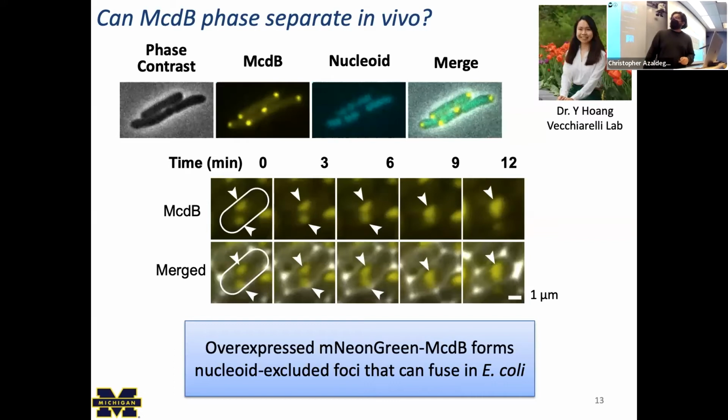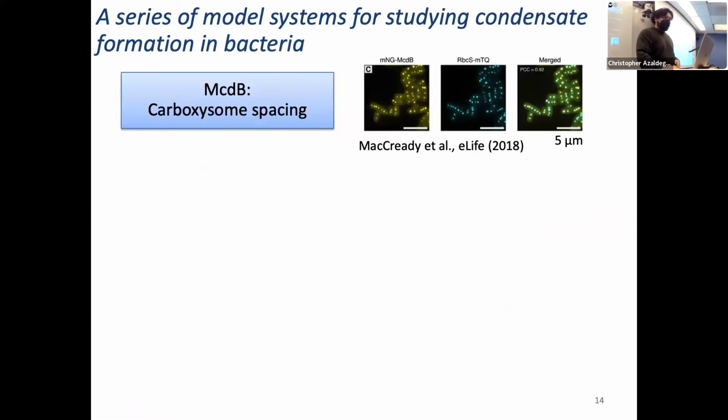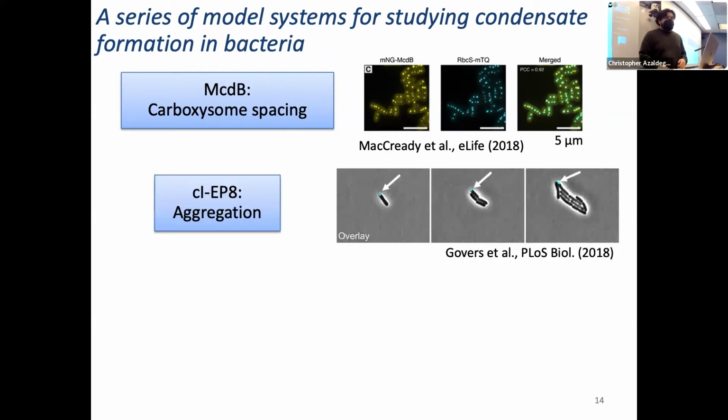But in conclusion, with these initial preliminary experiments, we found that overexpressed mCherry-McdB forms these nucleoid-excluded foci that can fuse in E. coli, giving us a nice model system to further investigate its dynamics. I mentioned we're using mCherry-McdB as a model to investigate these phase transitions in bacteria, and its function, generally speaking, is in carboxysome positioning. But we're also using a couple other systems as controls, and to understand the material properties that they have.